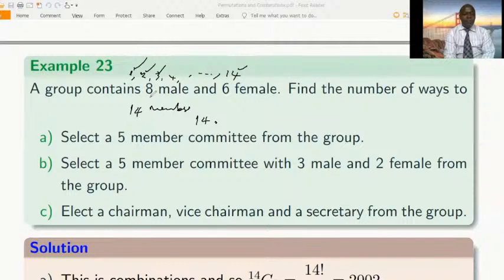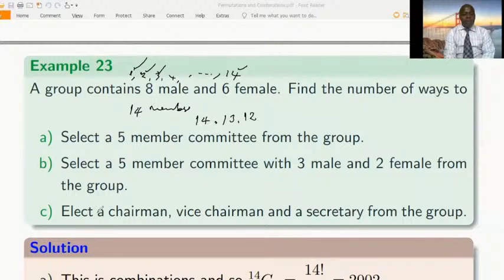Now, after electing the chairman, you are left with 13 persons for the vice chairman. So any of those 13 persons qualifies to be a vice chairman. So again, you have 13 ways of electing a vice chair. After electing a chairman and a vice chair, you've elected 2 people out of 14, so out of 14, you're left with 12 persons. Any of those 12 qualifies to be a treasurer.